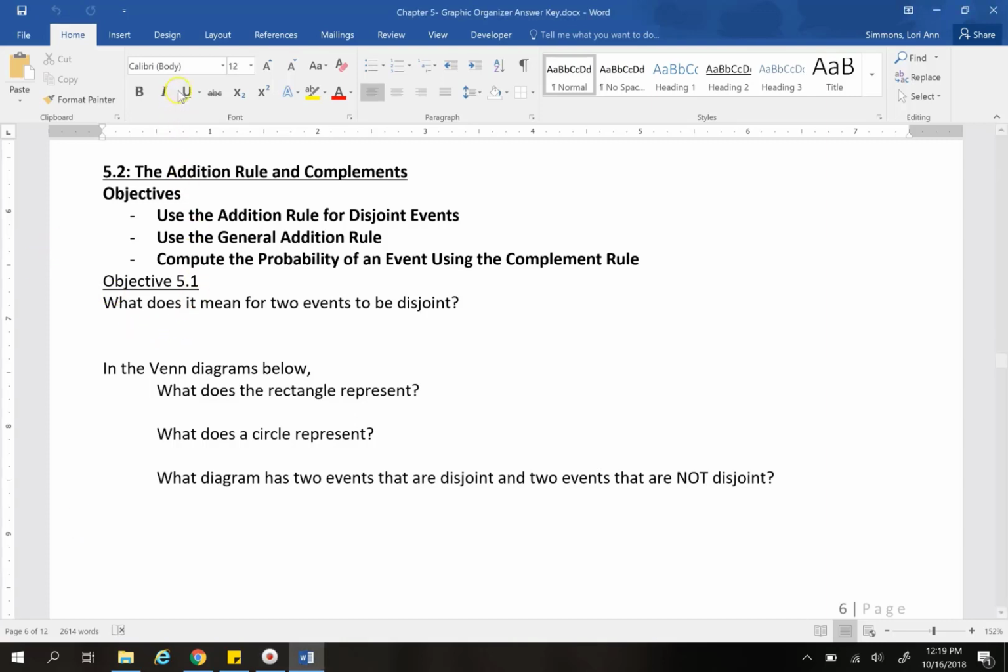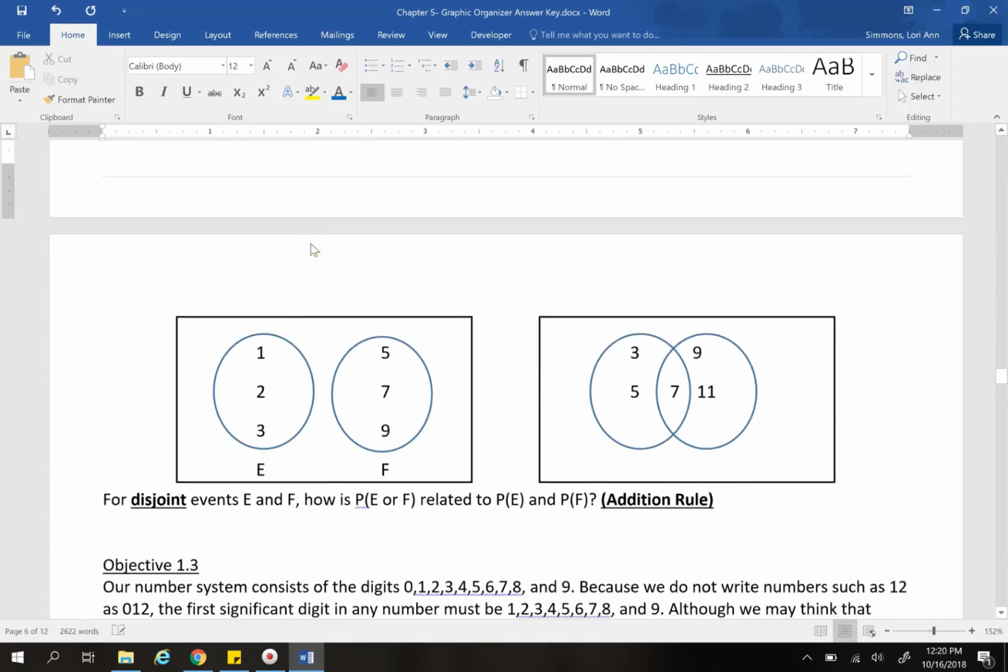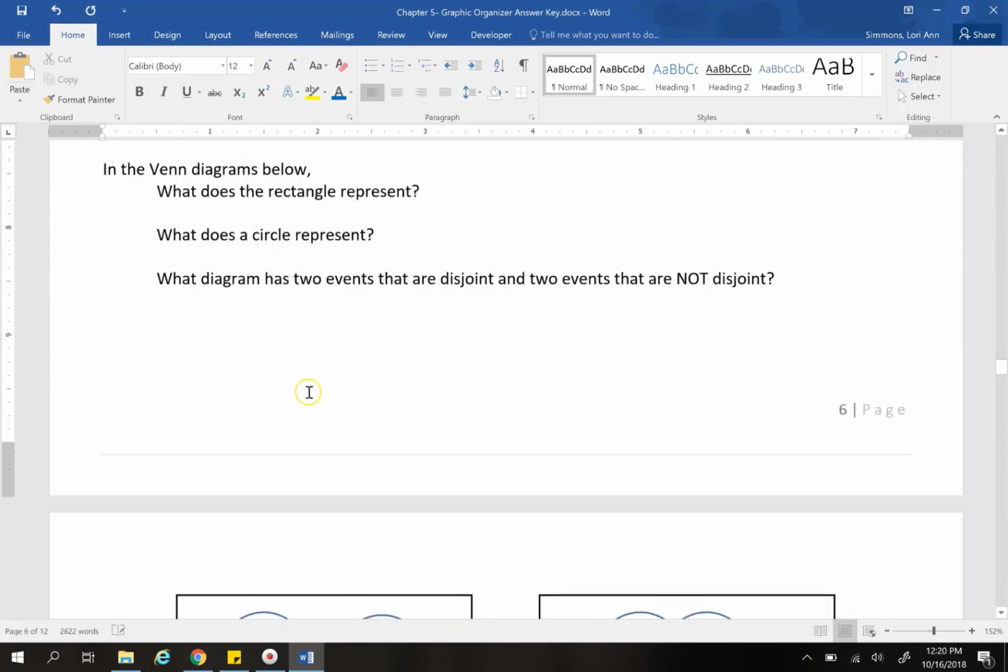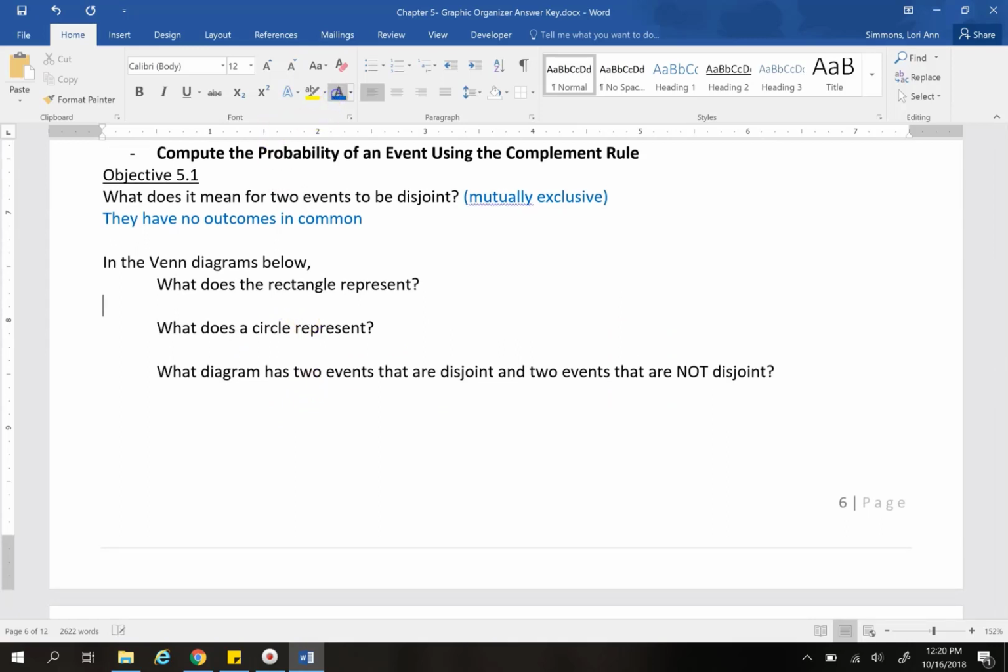So with that, what does it mean for two events to be disjoint? This means they have no outcomes in common. Another way to say disjoint is mutually exclusive. So in the Venn diagrams below, what does the rectangle represent, and what do the circles represent? The rectangle represents the sample space, and the circle represents the event.